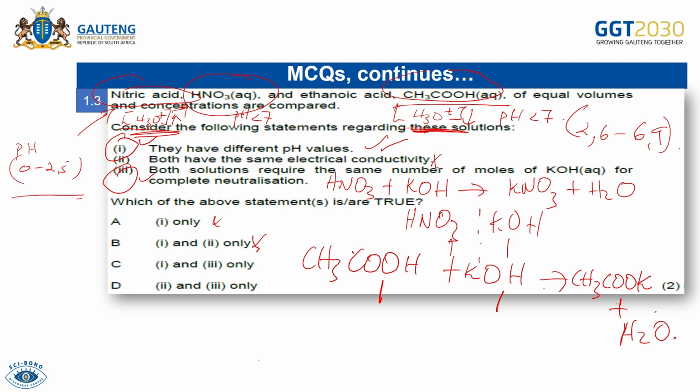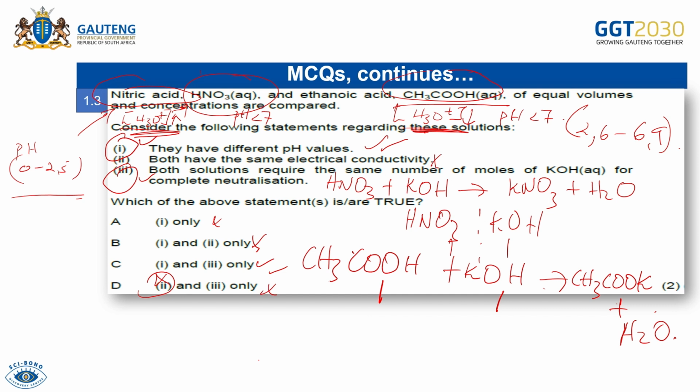Roman figure 2 says both have the same electrical conductivity. Already we have explained that it cannot be. Then 1 and 3 is the correct one. With 2 and 3, 2 is out. But Roman figure 3 we know is correct, so hence this one won't be the correct option.